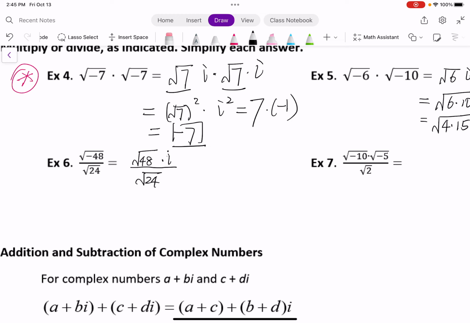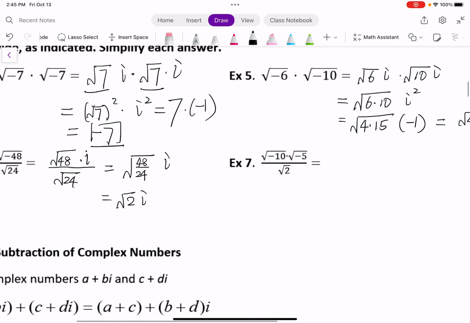So we have learned to combine all the real numbers together, the top real number and the bottom real number. We have learned if I have square root of A over square root of B, combine the A and B into one big radical sign. Then we put 48 on the top and 24 at the bottom, bring the I outside. So square root of 48 divided by 24 is 2. So square root of 2 times i. This is a solution.